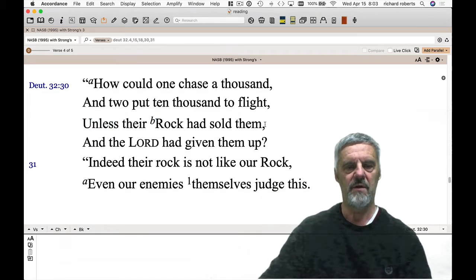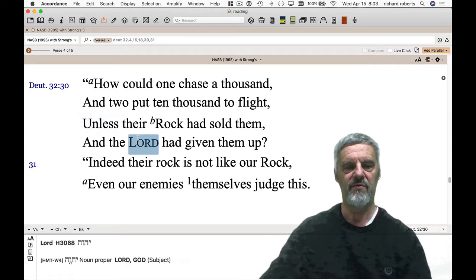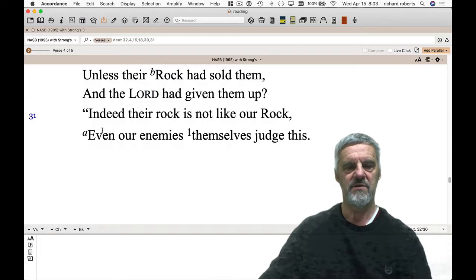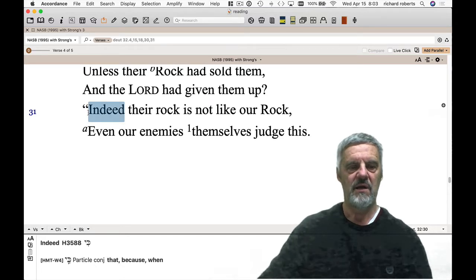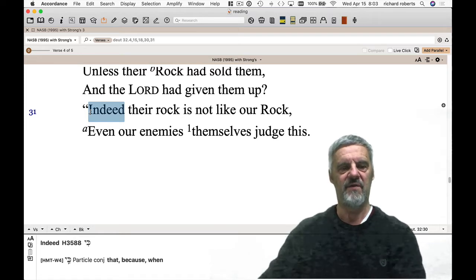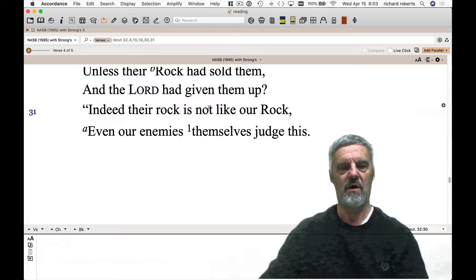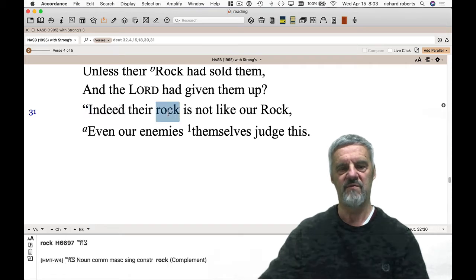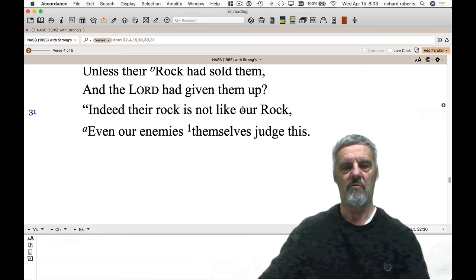Unless their rock had sold them, and the Lord had given them up. So this is Moses speaking, and in this verse he actually compares the gods of the Canaanites to rocks as well. He says, "Indeed, their rock is not like our rock. Even our enemies themselves judge this." Their rock would be referred to the gods of the enemies. Our rock would refer to the God of Israel.